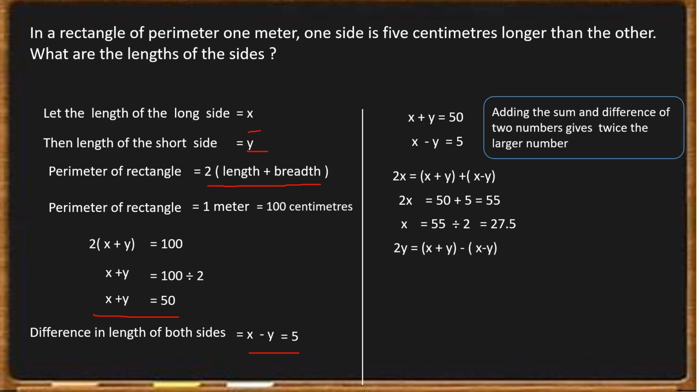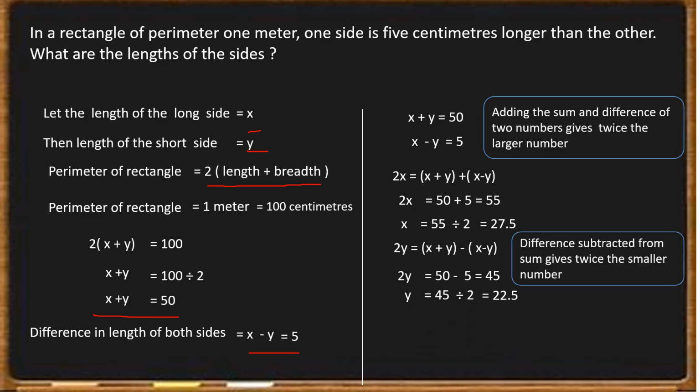Again, we have seen another result. And what was that? Do you remember? Yes. The difference subtracted from the sum gives twice the smaller number. So we got 2y equal to x plus y minus x minus y. That is 2y is 50 minus 5, isn't it? x plus y is 50 and x minus y is 5. And we got 45. So y is 45 divided by 2, which is 22.5. So we got x and y separately: x as 27.5 and y as 22.5.